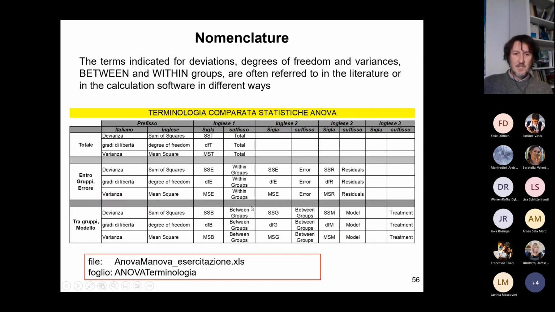Here I show you a table where in different articles you can find different terminologies for the thing that we are showing. So in the sheet MANOVA terminologia, you can find the different names that you can find for the thing that we are saying today.